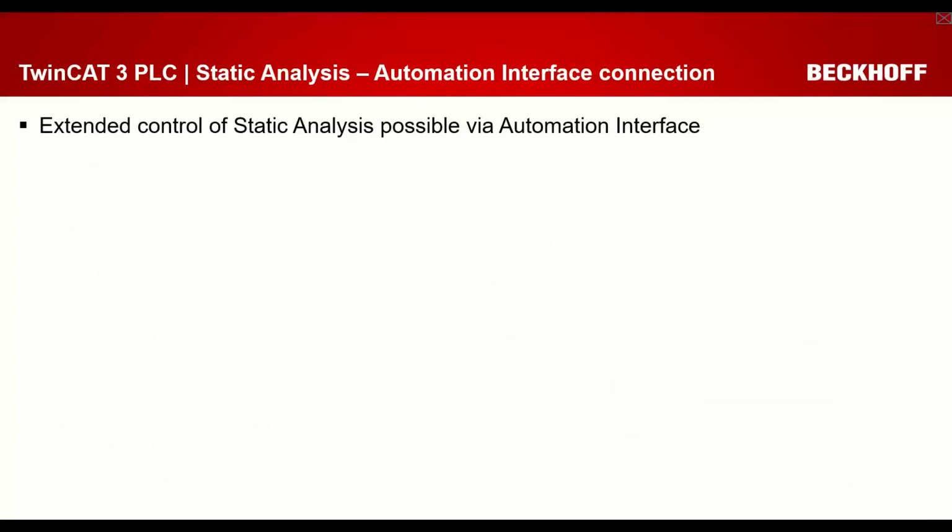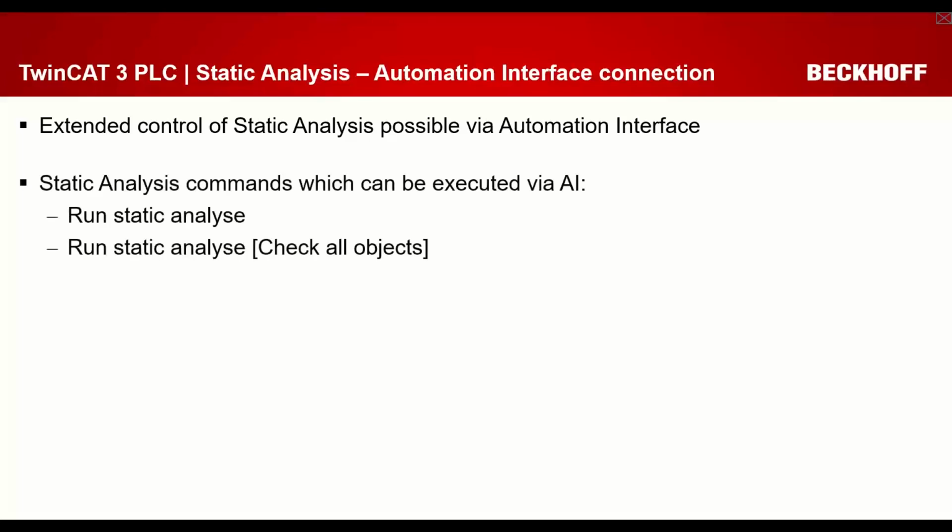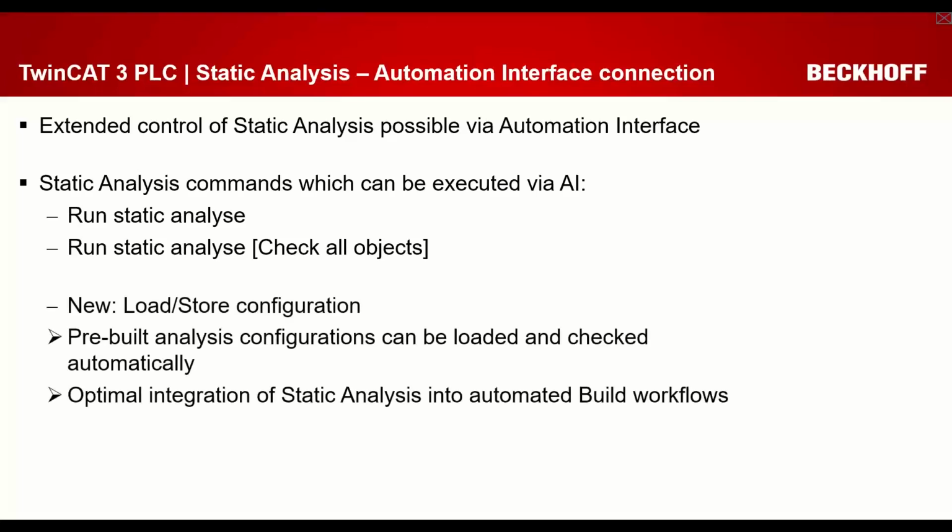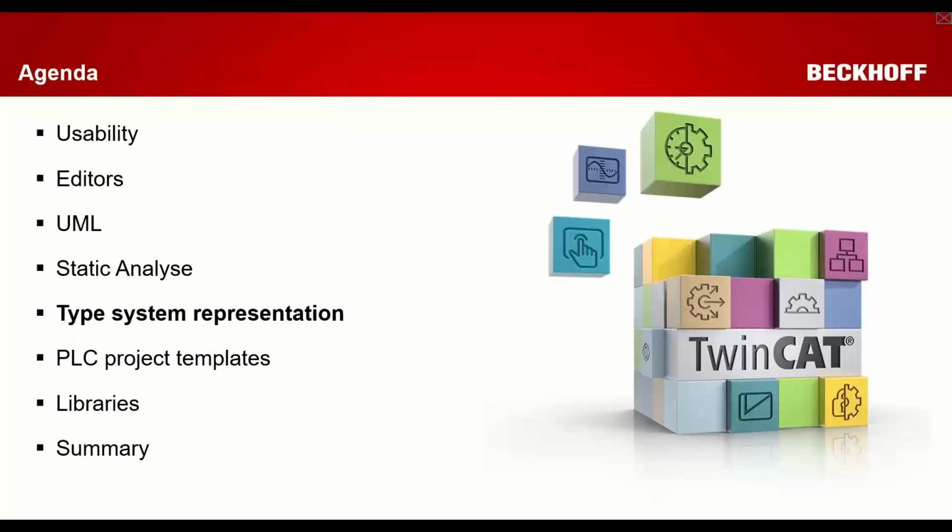Then we have extended the control of the static analysis via the automation interface. Up to now, run static analysis and run static analysis check all objects were already available via the automation interface. Now we have added a new possibility to also load and store configurations via the automation interface. This is very important if you have automated build workflows and you would like to use the static analysis. So in the future with build 4026, you can also set the configuration automatically and then execute the static analysis.